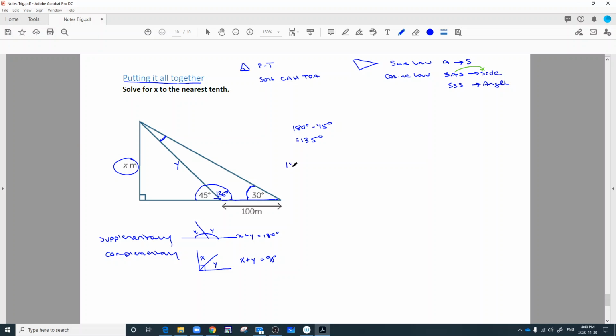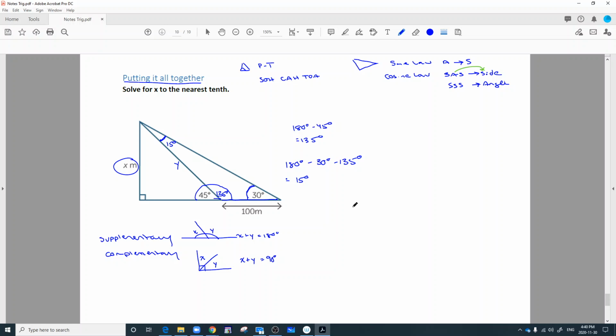So now I'm going to do 180 degrees minus the 30 degrees minus the 135 degrees. Sometimes you have to do a little bit of detective work before you can get to where you want to go. So minus 30 minus 135 is equal to 15 degrees. So now I know that this angle up here is 15 degrees. Now some people have a hard time seeing these triangles when they're pushed together.